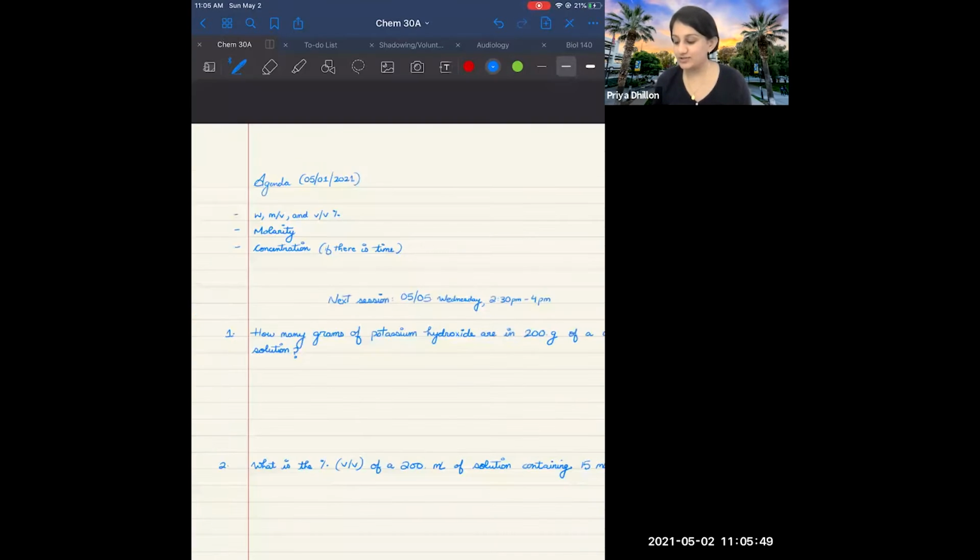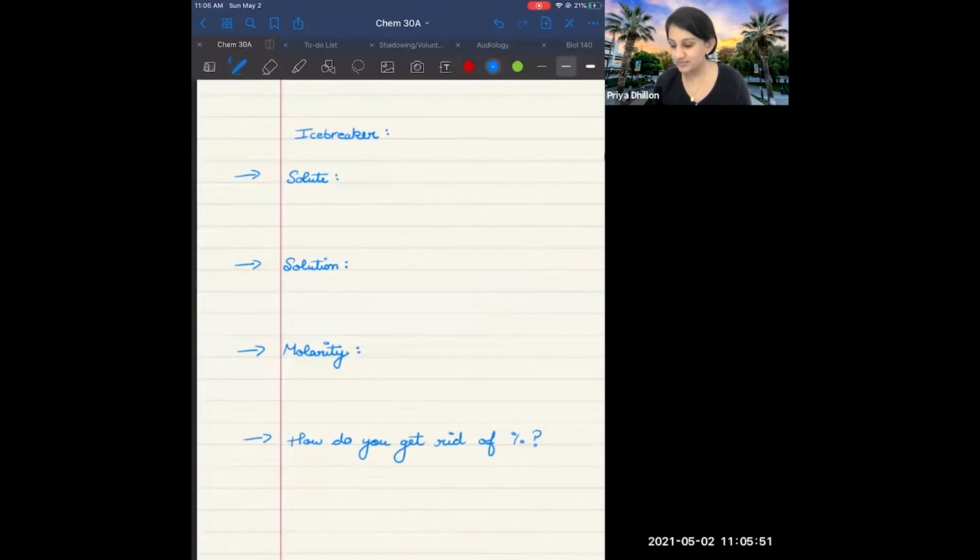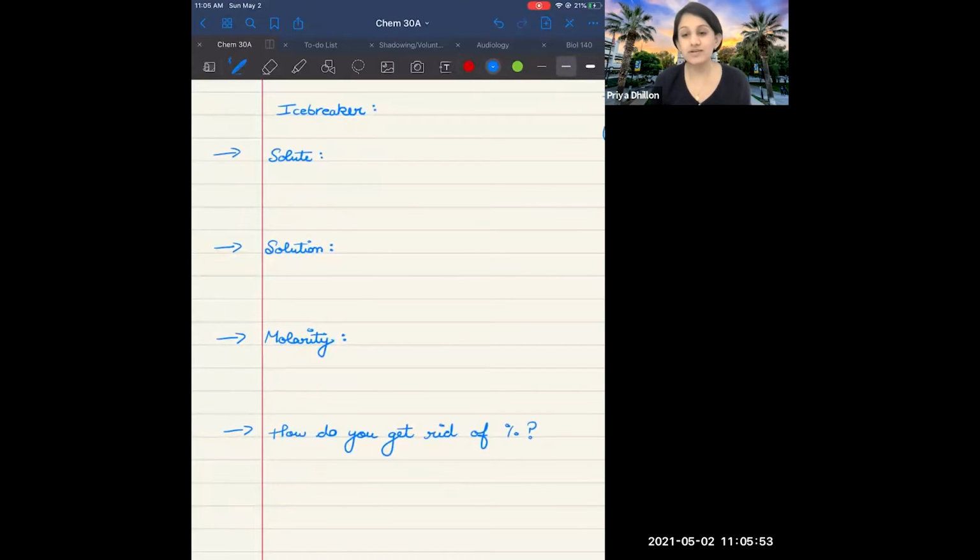But let's go to the icebreaker for today. It's very simple, but I need you guys to be familiar with the vocabulary. So for the icebreaker, I need you guys to define these 3 terms, first of all. What is a solute? What is a solution? And what is molarity? For molarity, you can just put the formula for molarity.